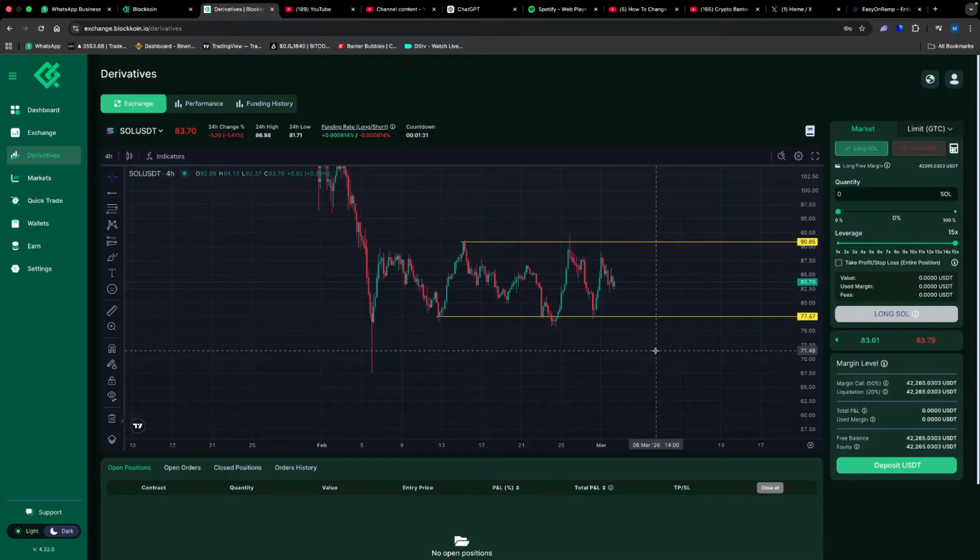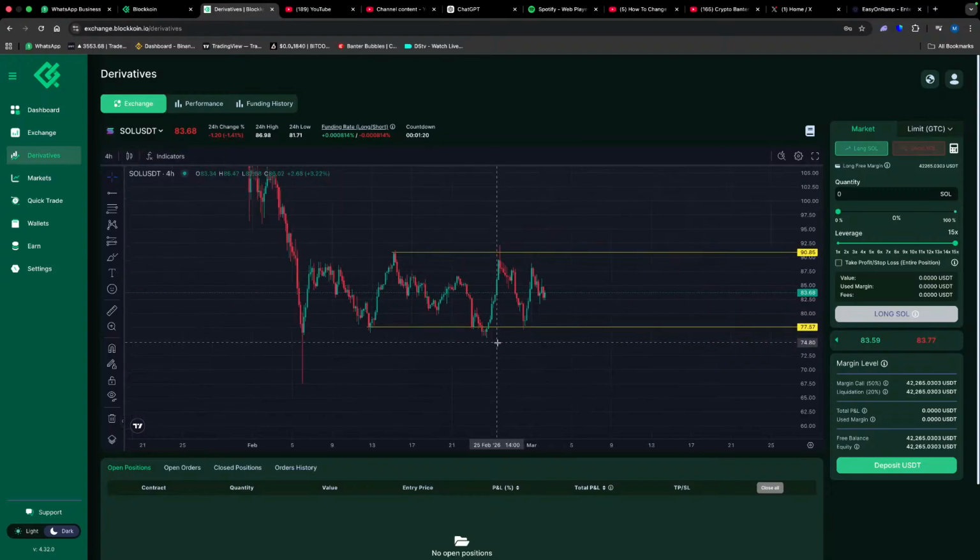So a stop loss is not random. It must be placed where your trade idea becomes invalid or incorrect, in other words. So today we'll be looking at the Solana chart on the 4-hour view. Let's get it started with step 1.